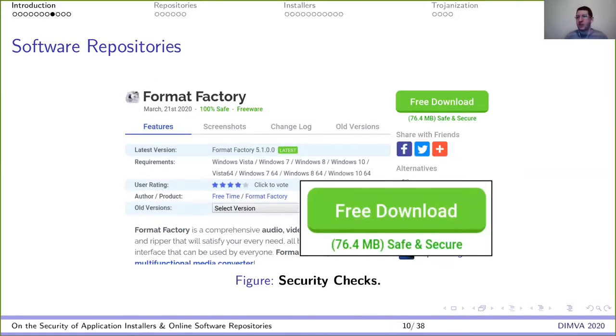But most repositories are somehow aware of the risks of this practice, and they try to prevent malicious actors and protect the user. For instance, all of them state that they check the binaries before distributing. Most of them even state that they use some popular antivirus solution to check the binaries before distributing them. But what happens in practice is that it's still possible to find Trojanized and malicious applications. Like in the example shown here, although the software was reported as safe and secure, in fact it was Trojanized, it was infected with malware.